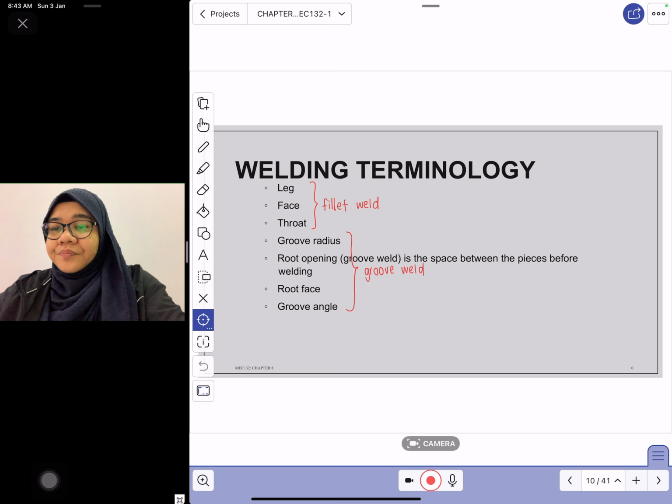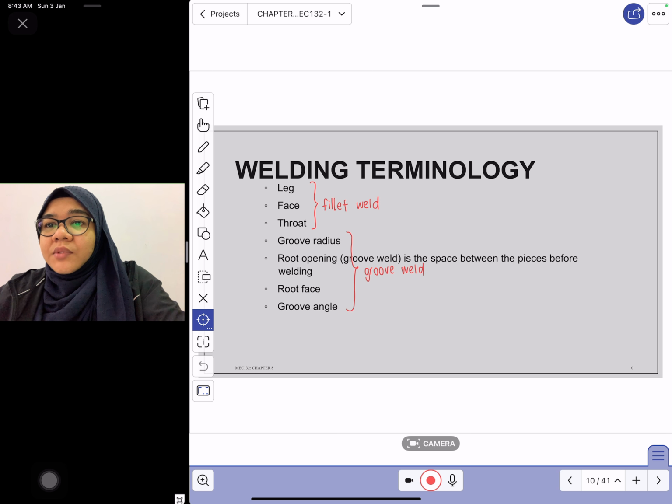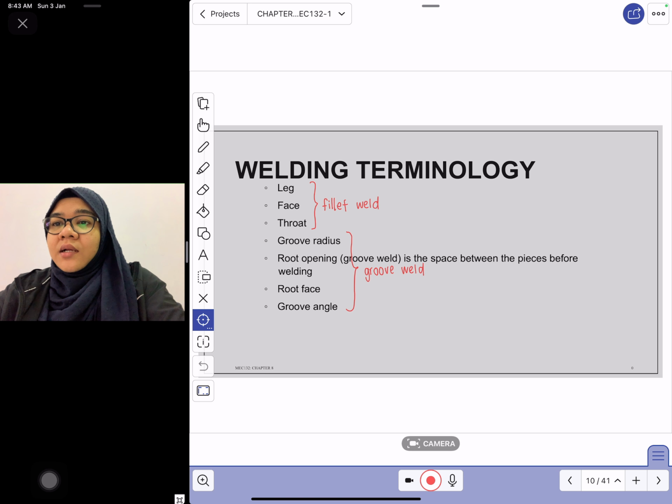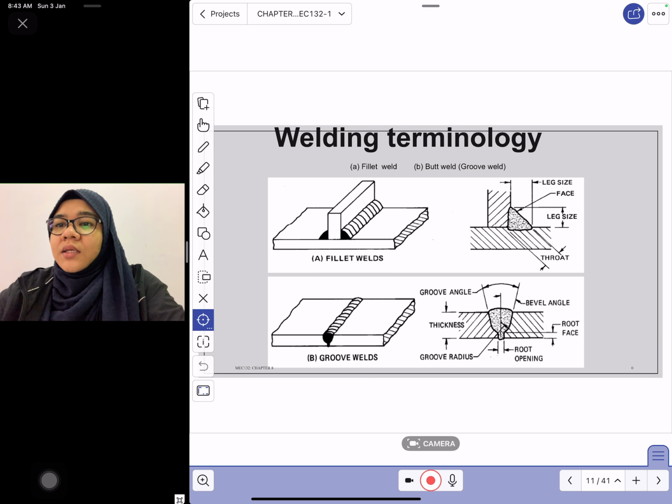Okay. So there are many of welding terminology that we have to know. Okay, for example kita ada leg, face, throat. Nanti dekat gambar sebelah ni kita akan tunjuklah detail dekat mana leg, dekat mana face, dekat mana throat. So basically for these three adalah untuk fillet weld, and the rest adalah untuk groove weld. Apa beza fillet weld dengan groove weld? So kita tengok kat sini. So fillet weld mesti ada rib lah. Okay, kita nak support the rib, so we have to do the fillet weld.